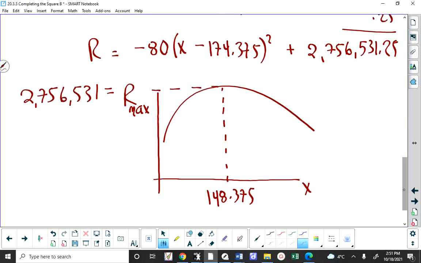So let's answer the question now. One of the things it said is, what's your maximum revenue? Done. I believe we were also asked for how many tickets are sold and what's the price per ticket. Well, the price per ticket was 45 plus 4x, and x is 148.375.